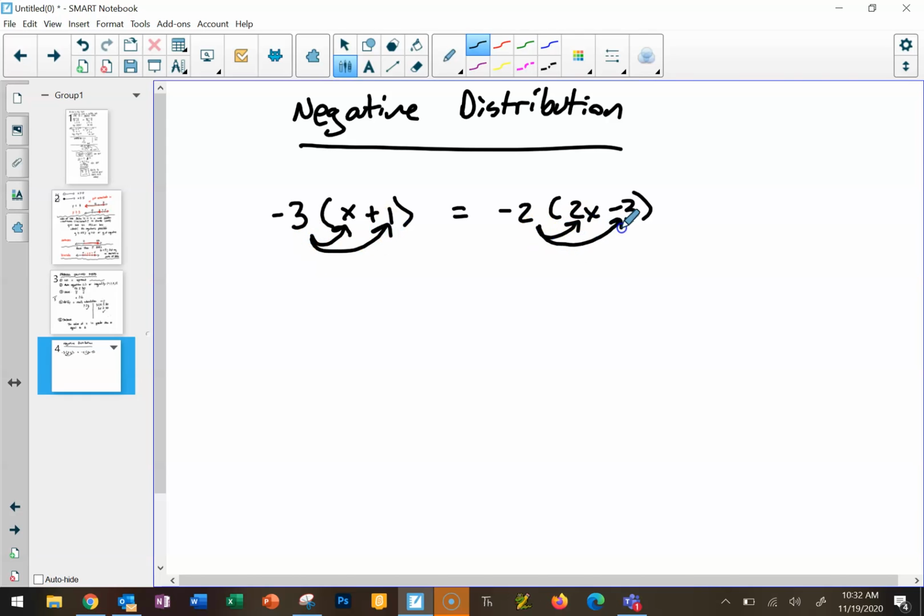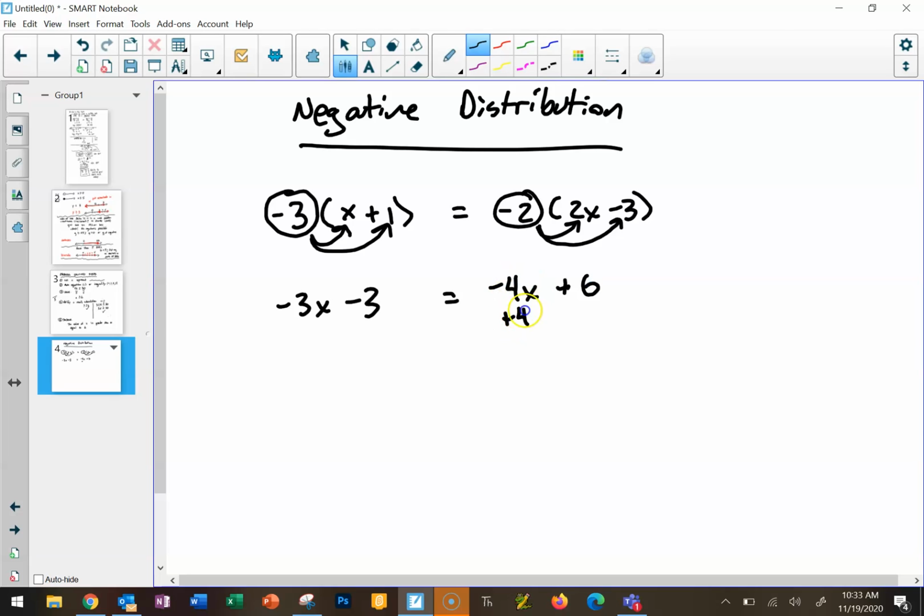And I'm 42 years old, and when I'm doing these, I still put the arrows just to remind myself. Okay? So in this case, you have to multiply the whole negative 3 times x, negative 3x. Then you've got to multiply the whole negative 3 times 1, that's negative 3. Then on the other side, you got to multiply the whole negative 2 times positive 2x, that's negative 4x. And then the negative 2 times the negative 3, negative times the negative is going to be a positive, and then you solve it from there, right?